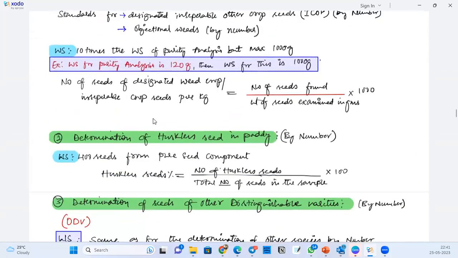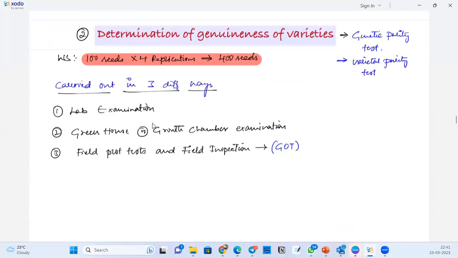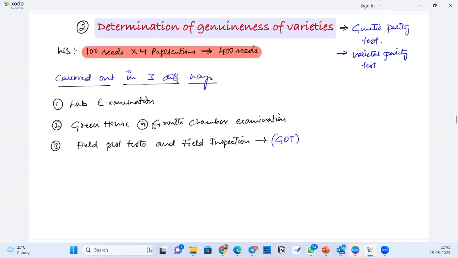So there are again other special tests to worry about. Secondly, we have genuineness of varieties, which is also called the genetic purity test or varietal purity test. Just remember the sample size, the working sample: it is done on 100 seeds in 4 replications, which is 400 seeds. So this genuineness of varieties is carried out in 3 different ways.